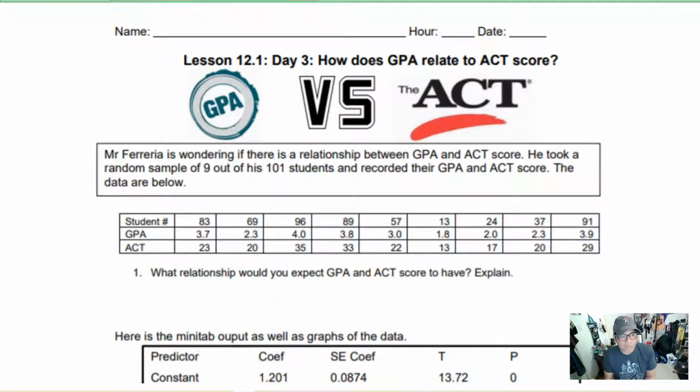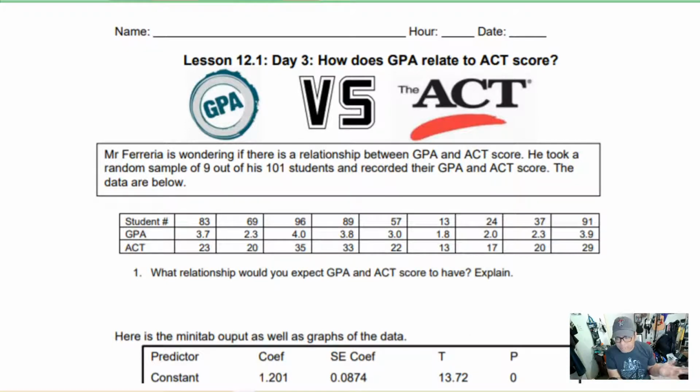So Mr. Ferreria is wondering if there is a relationship between GPA and ACT score. He took a random sample of 9 of his 101 students and recorded their GPA and ACT scores. The data are below. So here's our random sample of 9 students out of 101. And the first question here is, what kind of relationship would you expect the GPA and ACT scores to have?